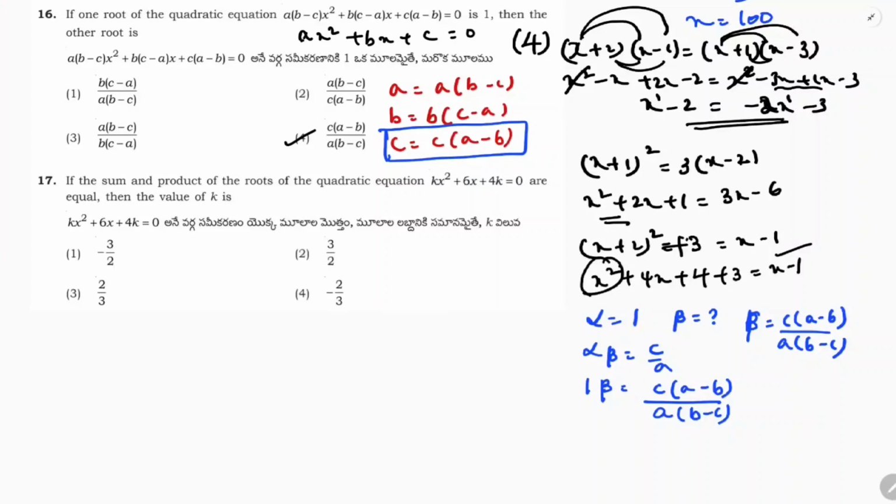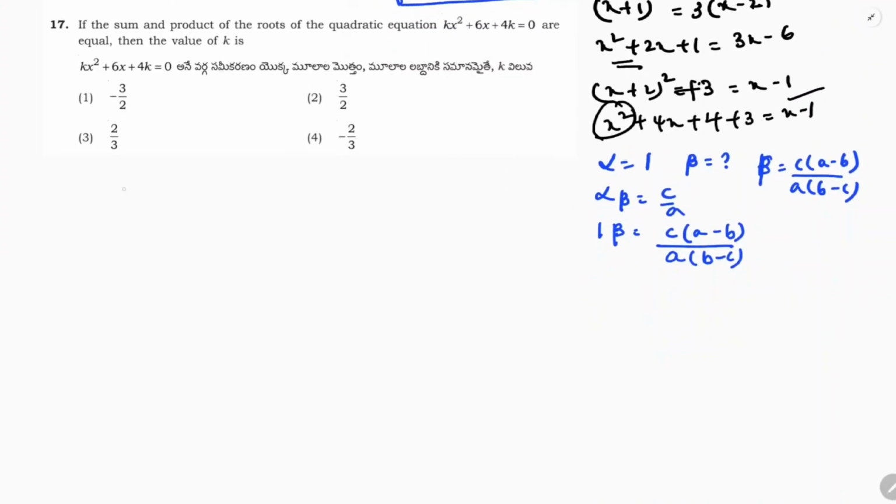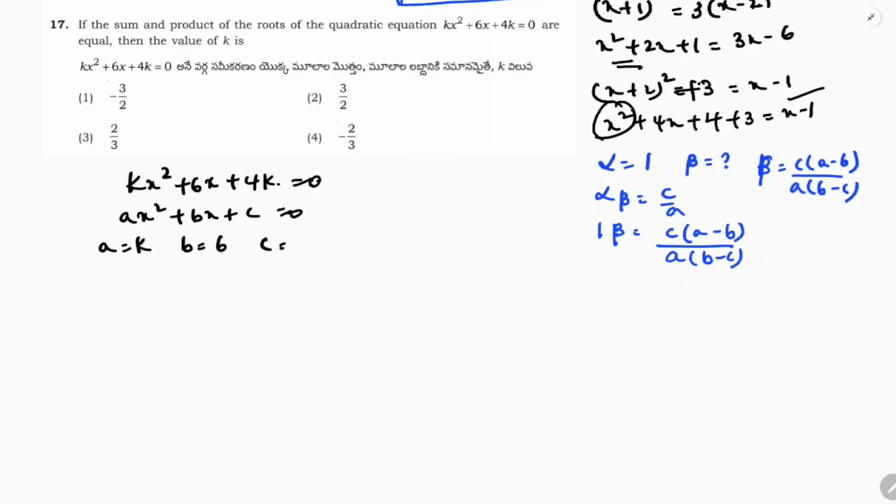Next one. The sum and product of the zeros of the quadratic equation kx² + 6x + 4k = 0 are equal. If we compare with the standard form ax² + bx + c, a is k, b is 6, c is 4k. They told in the question that sum is equal to product. Sum is alpha plus beta, product is alpha into beta.